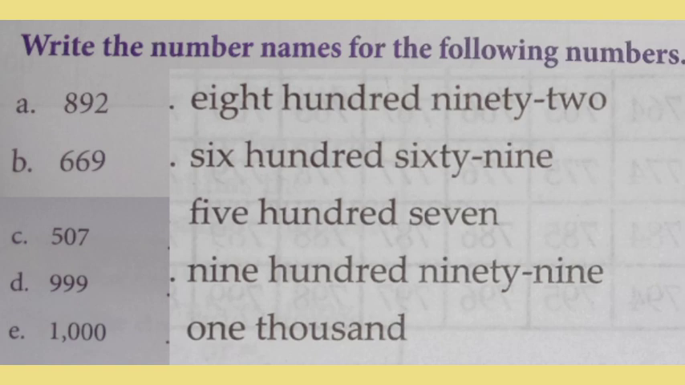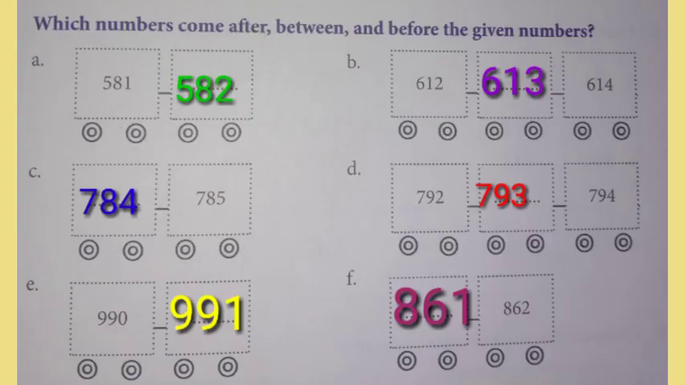Bit D, 999, its number name is nine hundred ninety nine. Bit E, 1000, that is one thousand.